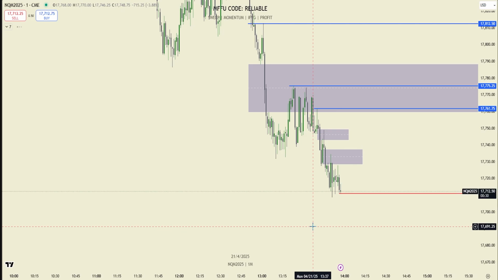But yeah, there's a reason for the saying the trend is your friend, guys. We just want to wait for that confirmation that we're actually going to reverse before we actually do, right?